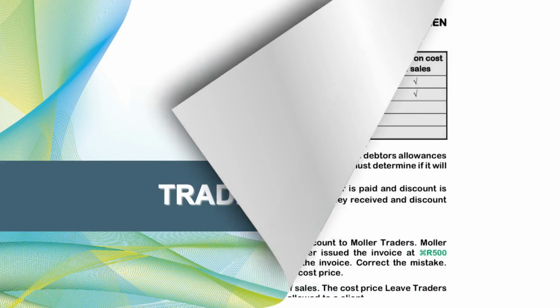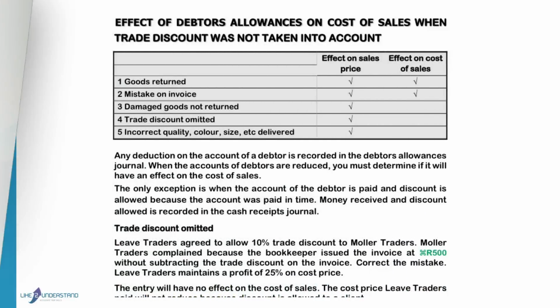Good morning. We will pay attention to the effect of debtors' allowances on the cost of sales when trade discount was not taken into account. Any deduction on the account of a debtor is always recorded in the debtors' allowances journal, and when you reduce the debtors, you must always determine if it will have an effect on cost of sales.